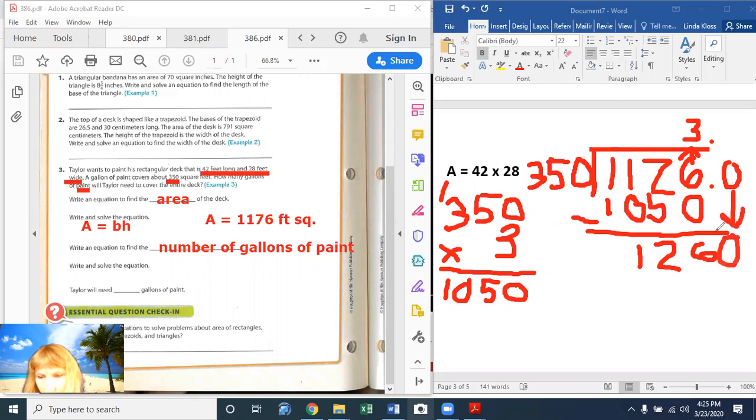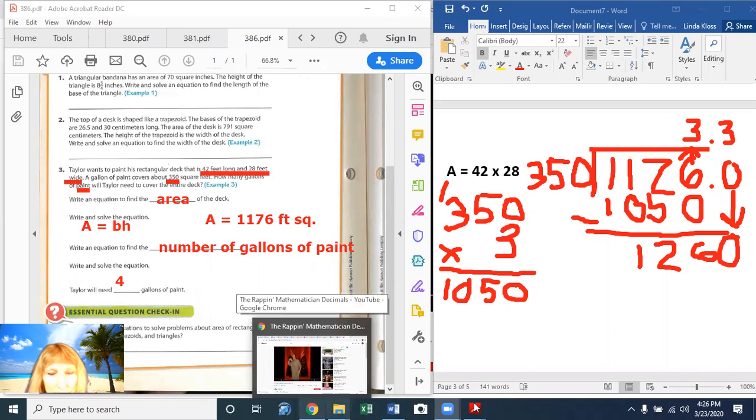And now I would say how many 350s go into 1,260? It's probably going to be 3 something. So I can stop there because the question is asking me how many gallons of paint they are going to need. I know that it's going to be at least 3 and some more. So if I want to be on the safe side and not run out of paint, how many gallons am I going to get? Correct, 4. That way I'll have a little bit left over from the 4th gallon, but I won't run out.